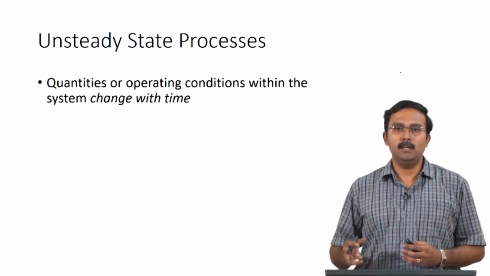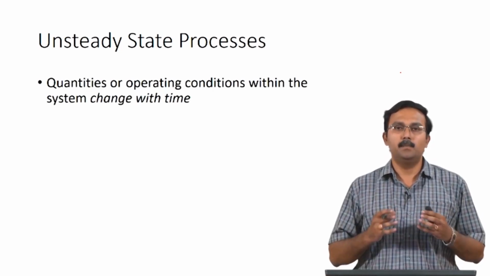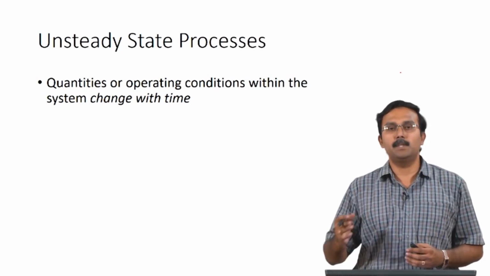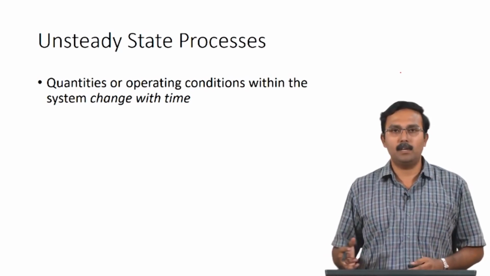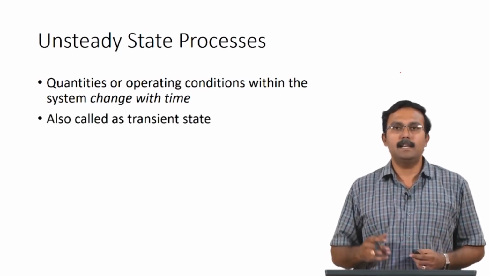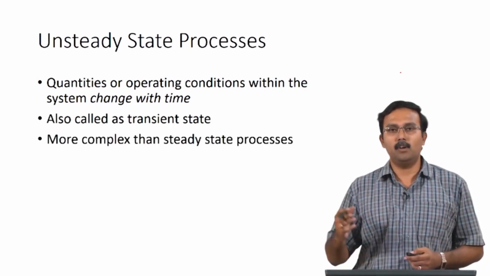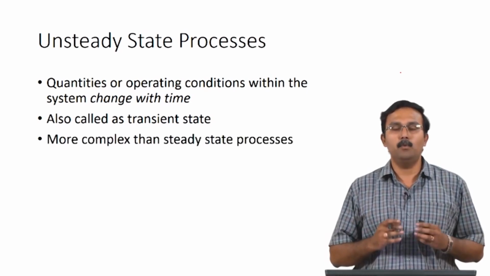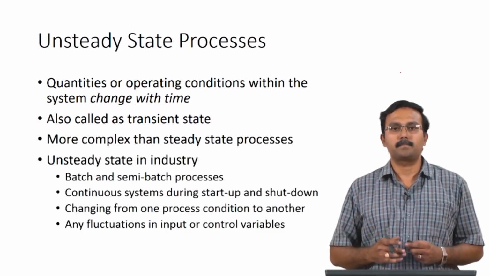Here, the quantities or the operating conditions within the system will be changing with respect to time. Because these parameters are dependent on time, they are unsteady state. They are also called transient processes. These complex systems are actually more tedious to solve compared to steady state processes.